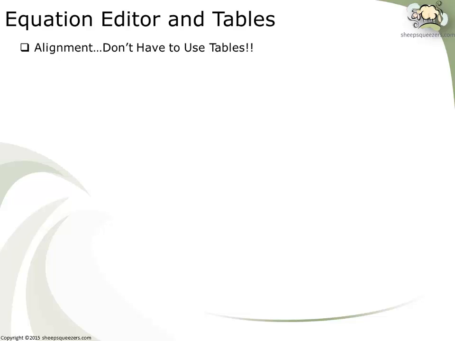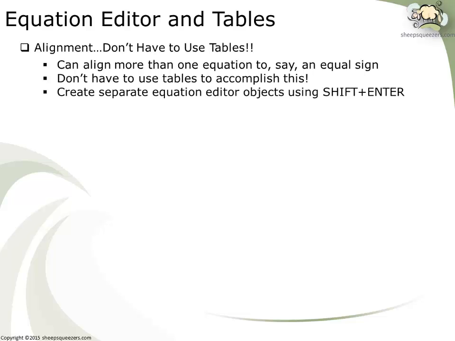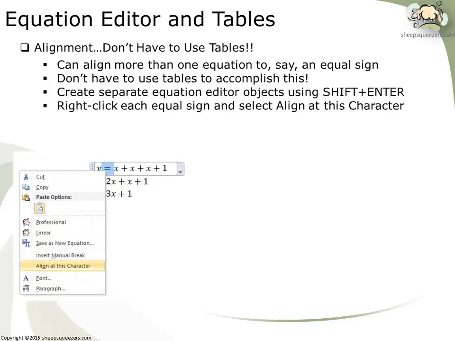So let's talk about alignment. And with alignment of equations, you don't really have to use tables. So you can align more than one equation to, say, an equal sign. You don't have to use tables to accomplish this. You create separate equation editor objects using Shift and the Enter key. You right-click each equal sign and select Align at this character as shown on the screen. I've double-clicked the equal sign there, right-clicked, Align at this character, and I would do the same thing for the remaining 2 equations and those equal signs as well.